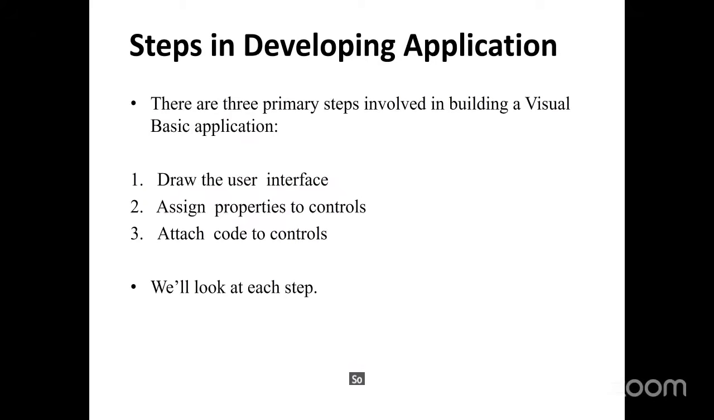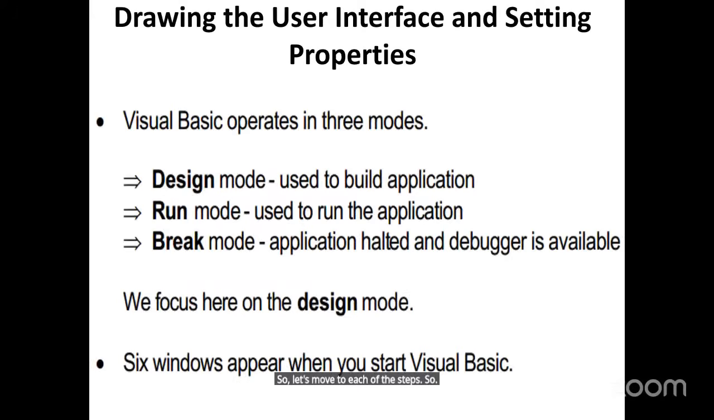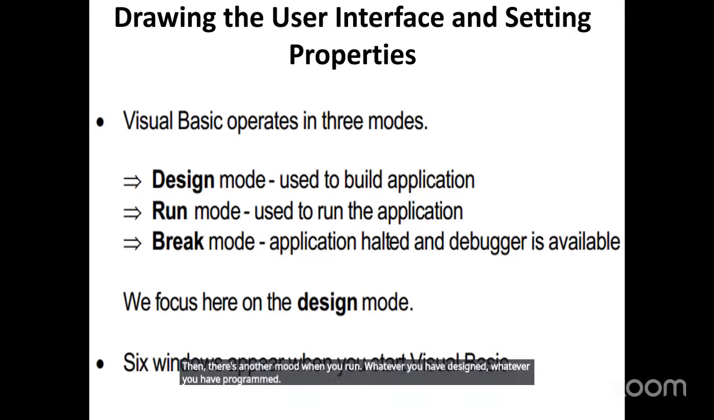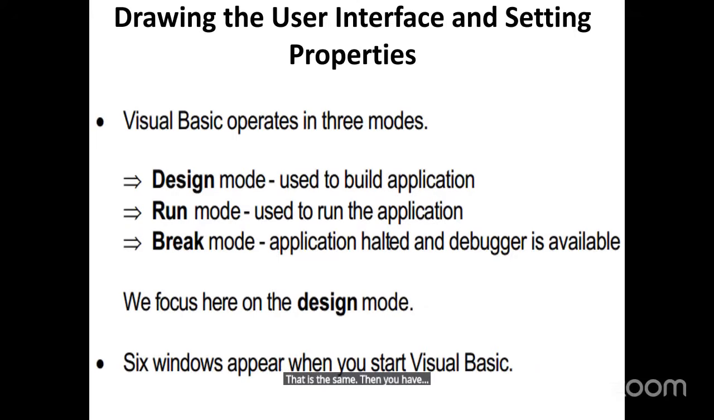So let's move to each of the steps. Drawing the user interface and setting properties is the first key thing. There is the design mode, the run mode, and the break mode. To operate a typical Visual Basic, you have these three. The design mode is when you click on your form and the form comes up. At that point, you have design mode. You place all the controls, check all the properties, and keep building. Then there is another mode when you run whatever you have designed and programmed. Then you have the debugging mode, which is the break mode.